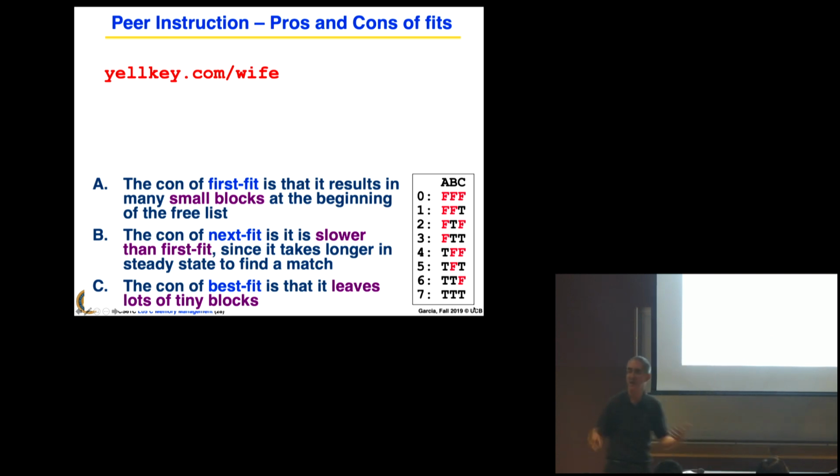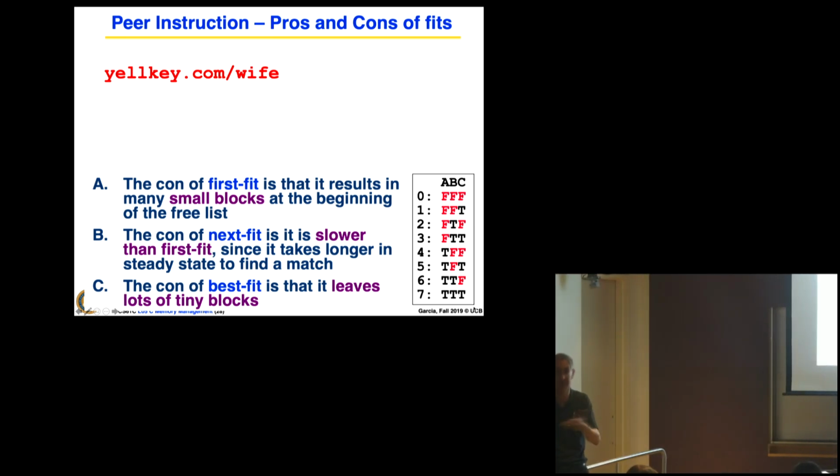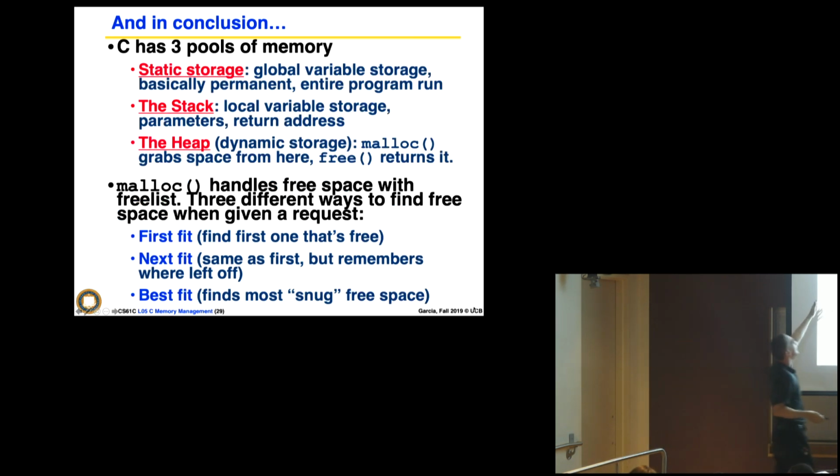There's no right, perfect answer. I can give you a particular workload to make each one of these look really bad. This is important. Each one of these can be made to look really good or really bad depending on the workload I give you. There's not really a singular answer, which is why we're talking about it. In summary, 3 pools of memory: static for globals, stack for local variables, heap for malloc. Here are 3 techniques: first, next, and best fit for looking at the free list in malloc.